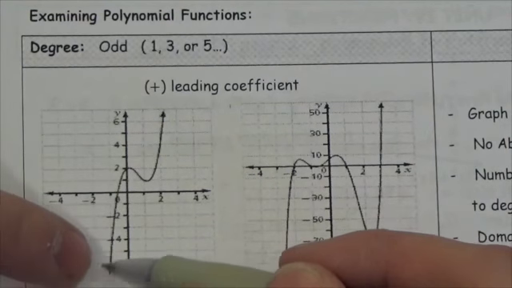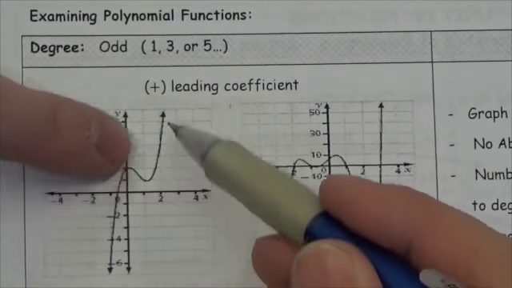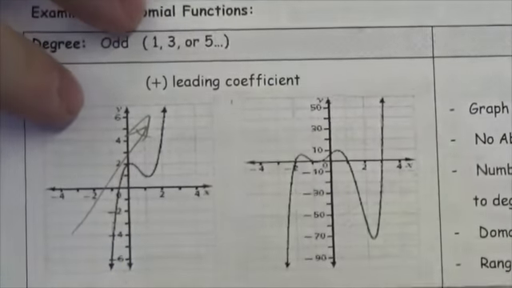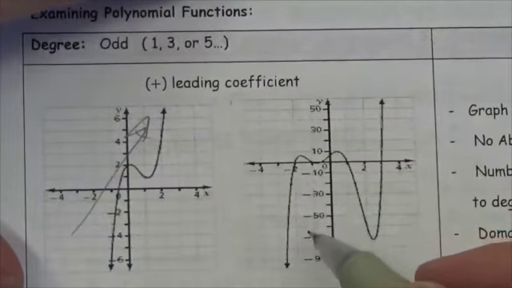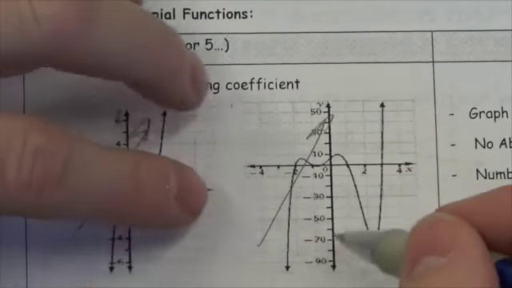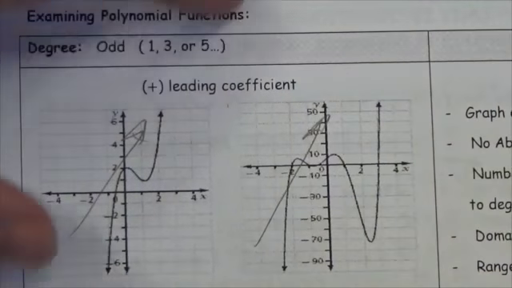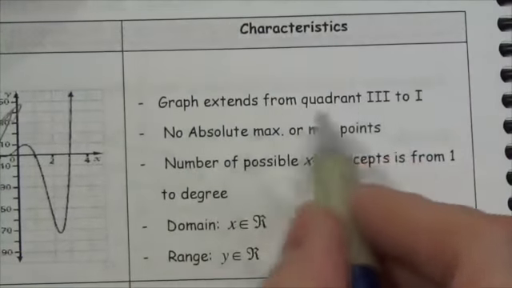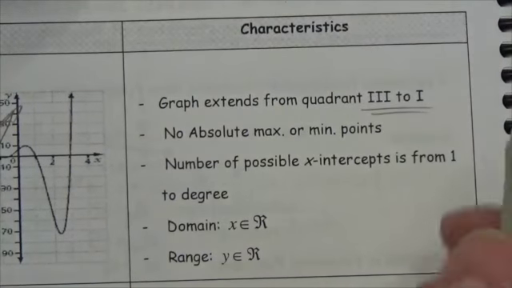But notice what happens with an odd one here, particularly with a positive leading coefficient. The graph here starts in quadrant 3, eventually ends in quadrant 1. In other words, it moves upward. The general motion here is up. Even here with a 5th degree, the general motion here is up. Starts in the 3rd quadrant and eventually ends in the 1st quadrant. And that's exactly what we're seeing over here in our description. The graph extends from quadrant 3 to quadrant 1.